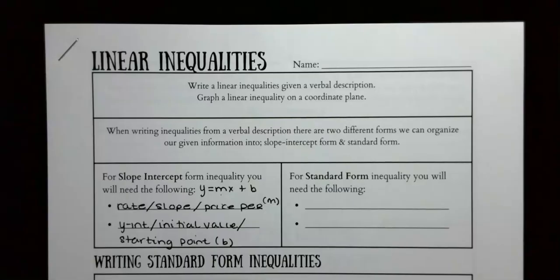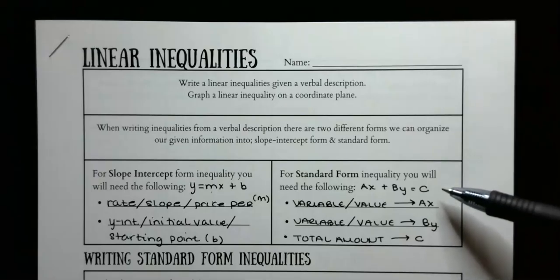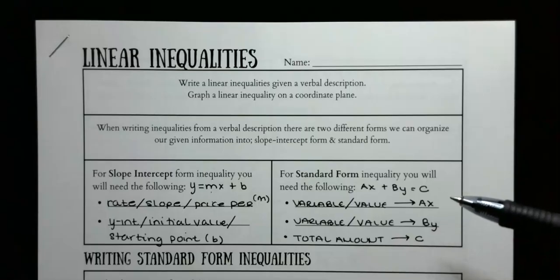When it comes to standard form, we actually need three different things in order to write it. So let's go ahead and talk about what we need for a standard form equation. If you forgot what standard form looks like, it looks like this, where we have ax plus by is equal to c. Now, a, b, and c represent actual numbers. They can be positive, negative, fractions, or decimals, depending on our situation.